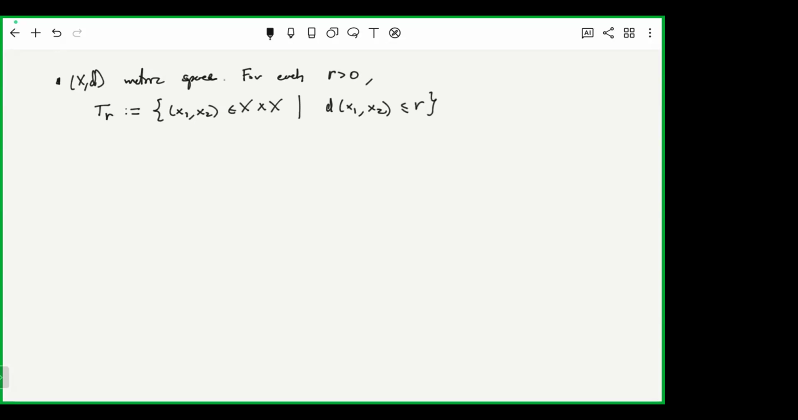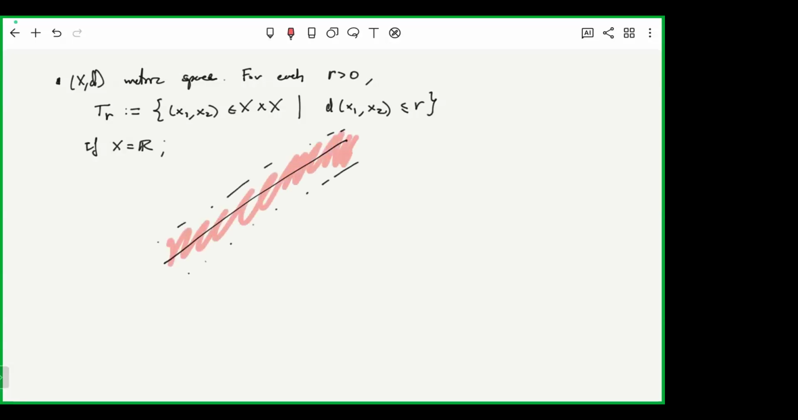Okay, so for example, if X is the real line with the usual distance, then this would look like a tube around the diagonal, right? It would look like this somehow. I actually took it closed, but you can also take it open, then it's going to be something like this.